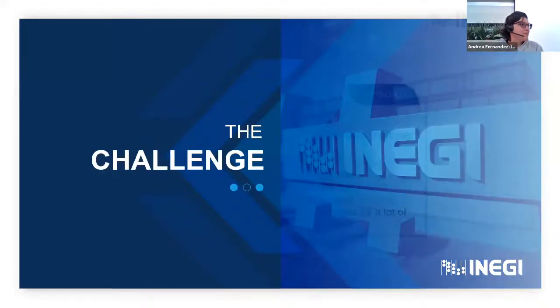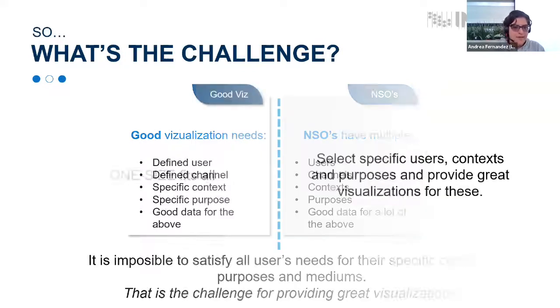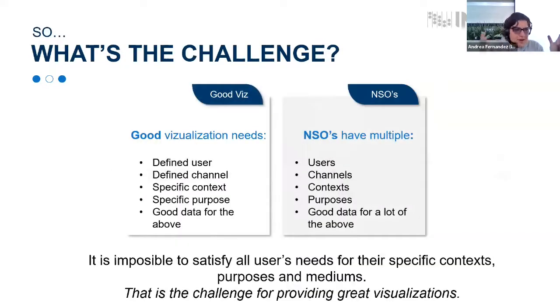So what is a challenge? A good visualization needs a defined user, a defined channel, a specific context, a specific purpose, and good data for the above. National statistical offices have multiple users, multiple channels, multiple contexts, multiple purposes, and a lot of good data for all of the above. So the challenge, I think one of the big ones, is that it is impossible to satisfy all users' needs for their specific contexts, purposes, and mediums. And that is a challenge for providing great visualizations for our users.